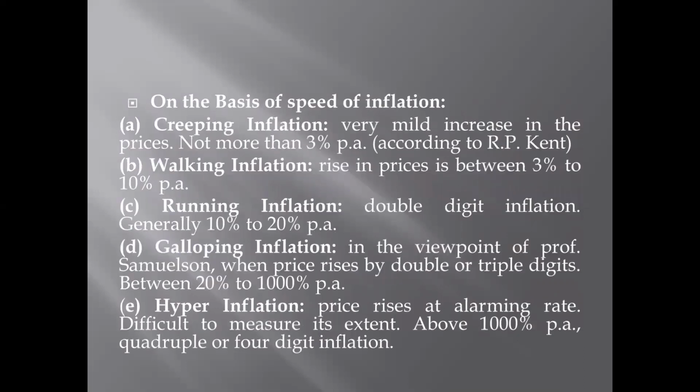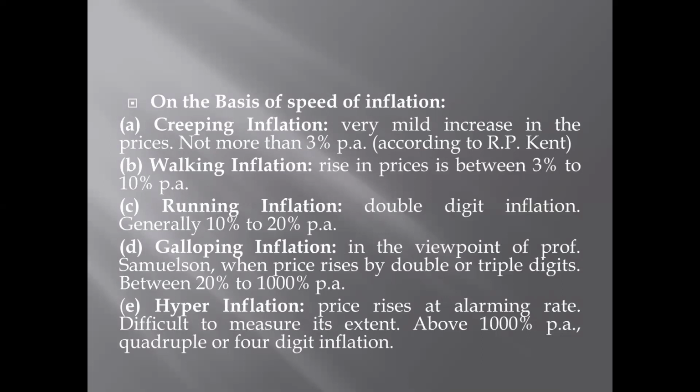On the basis of speed of inflation, first is creeping inflation. That is a very mild, very slow increase in prices, not more than 3% per annum, as per RP Kent. Walking, when it is between 3 to 10% per annum. Running, it is increasing with double digits, 10 to 20%. Galloping inflation means when it rises by double or triple figures, 20% to 1000% per annum.